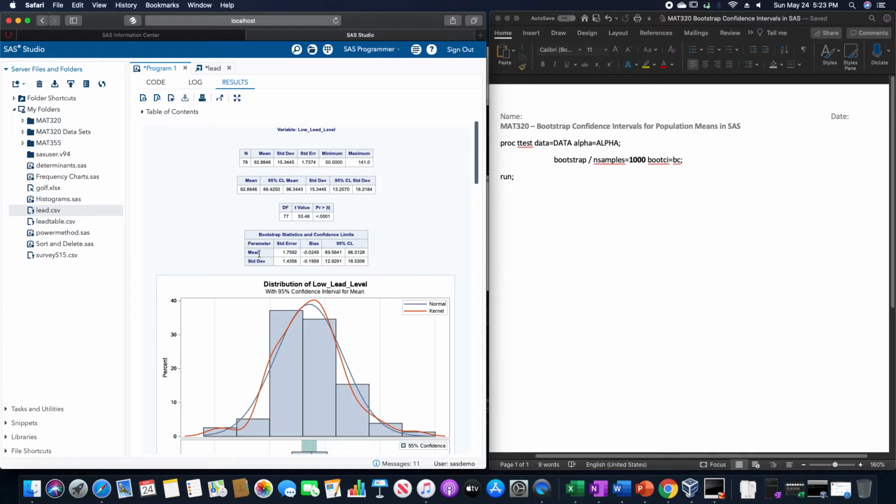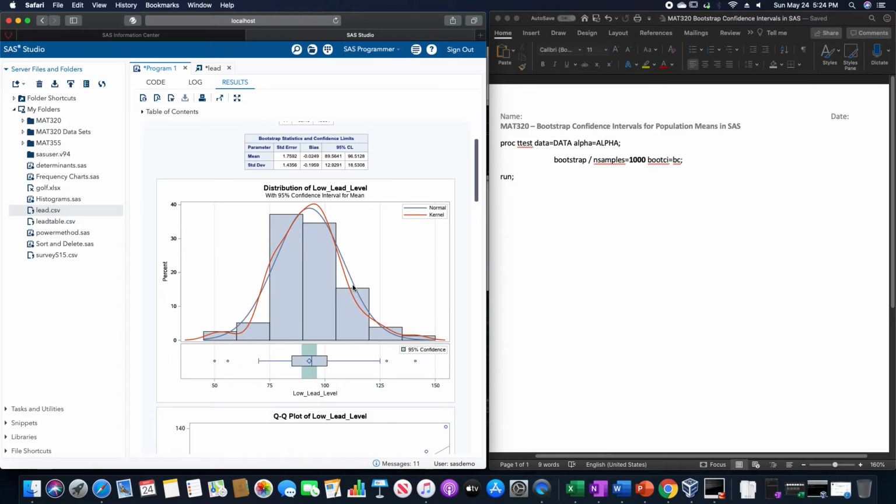So for the mean, the standard error for the bootstrap is 1.7592. Do note how that's different than the standard error that was in the actual data set compared to this one. This has a negative 0.0249 bias, and it gives us an updated confidence interval for the mean. Do note the difference between the actual and the bootstrap method. Likewise, the same thing for the standard deviation.